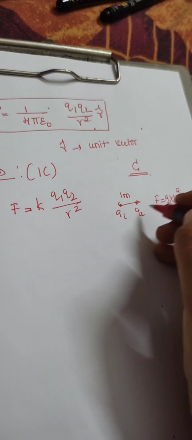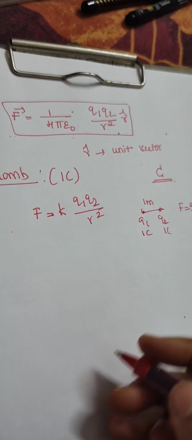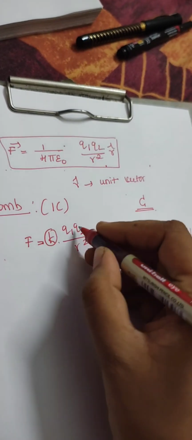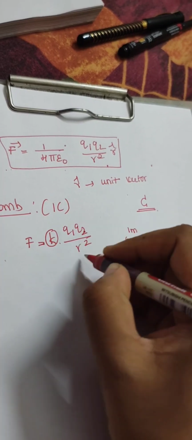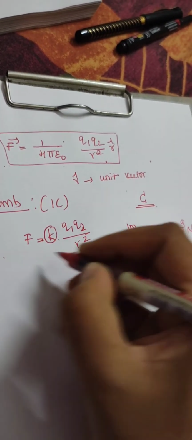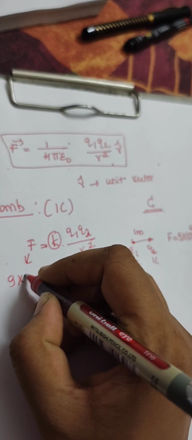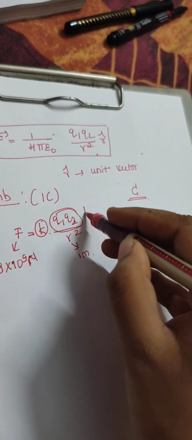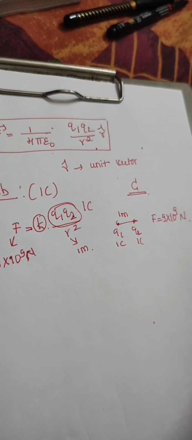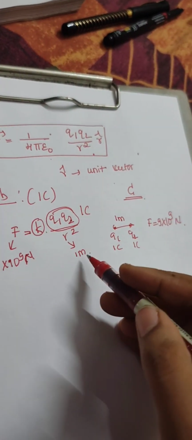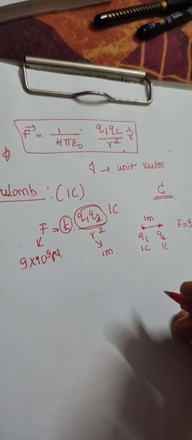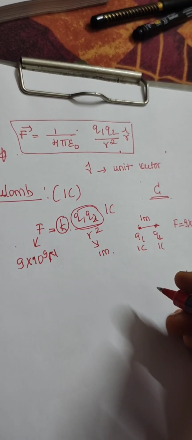Okay, if they repel with a force of 9 into 10 power 9 Newton, then these charges are of 1 coulomb. That is, if there are two charges, the distance between the charges is 1 meter, and the force exerted between them is 9 into 10 power 9 Newton, then we can say the charges are of 1 coulomb. So a charge is 1 coulomb when they are separated by a distance of 1 meter and the force between them is 9 into 10 power 9 Newton. Okay, this is the concept.